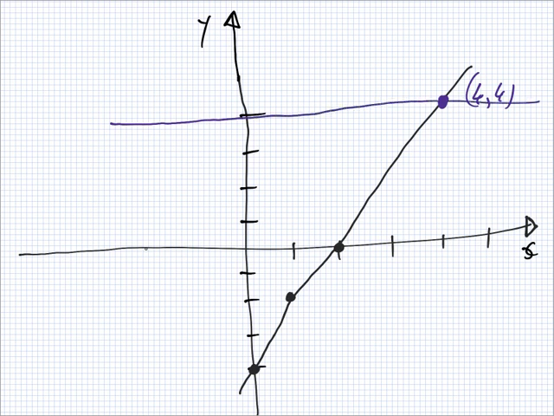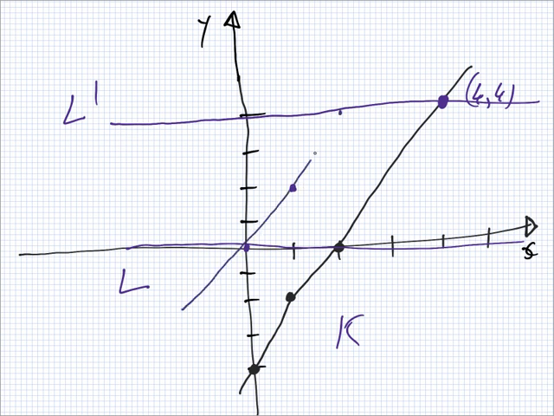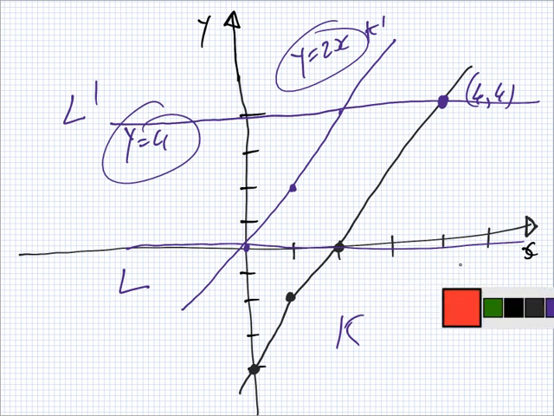Okay. And we have one that goes this way. So this is L dash, K. And what was the answer I got for K dash? Y equals 2x. That's K dash, y equals 2x. Okay. And this one here was y equals 4. And this one here is y equals 0. And this one here?